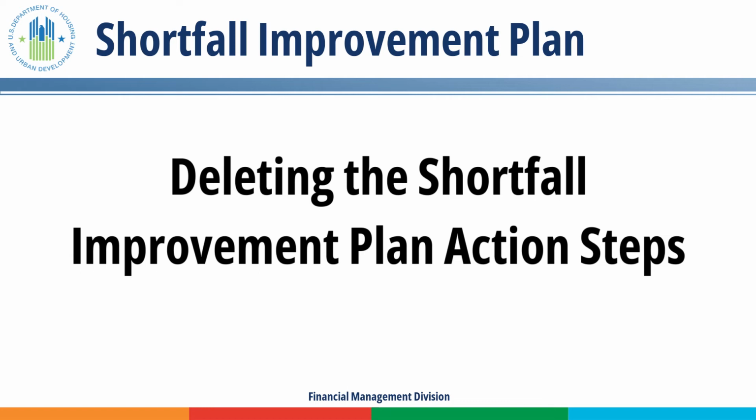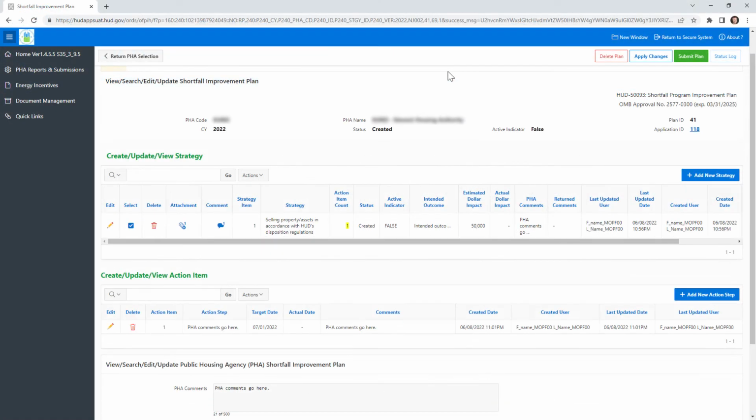Deleting the Shortfall Improvement Plan action steps. Your PHA may delete the Shortfall Improvement Plan action steps prior to submission if your PHA decides not to proceed with certain actions.